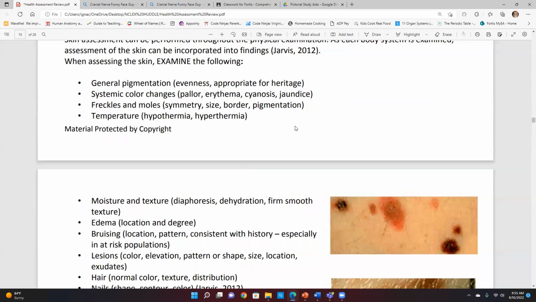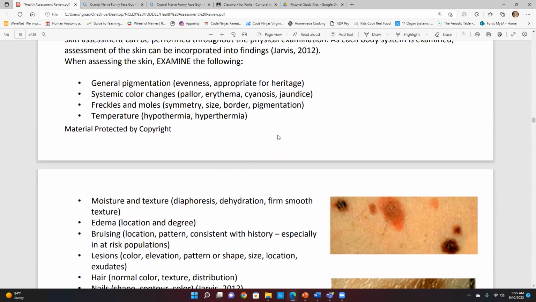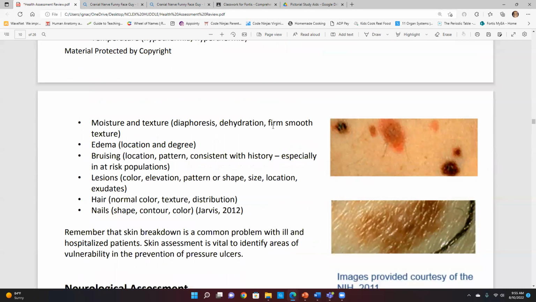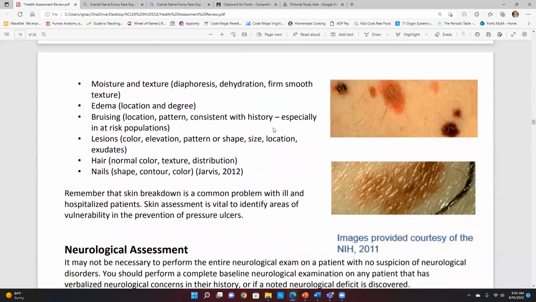Freckles and moles, we want to see, are they new, right? Are they growing very rapidly? We're looking for size, symmetry, the border. We want the border to be smooth and the pigmentation to be even throughout. We're also assessing the temperature of the skin. Hypothermia, hyperthermia, is the skin cool to the touch, right? Or is it warm to the touch? So we're also looking for moisture and texture, right?